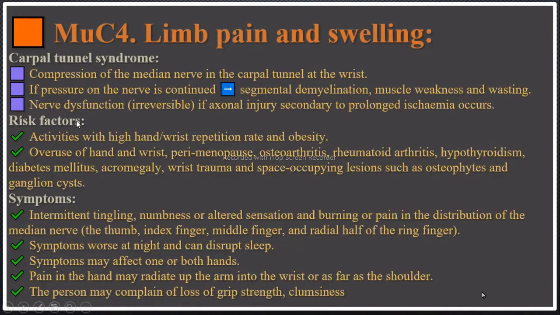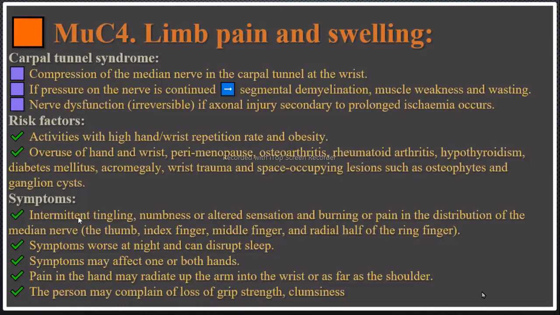Risk factors: activities with high hand and wrist repetition rate, obesity, overuse of hand and wrists, perimenopause. So if you find any of them in the scenario, think about carpal tunnel syndrome. Also osteoarthritis, rheumatoid arthritis, hypothyroidism, diabetes mellitus, acromegaly, breast trauma, space-occupying lesions such as osteophytes and ganglion cyst.